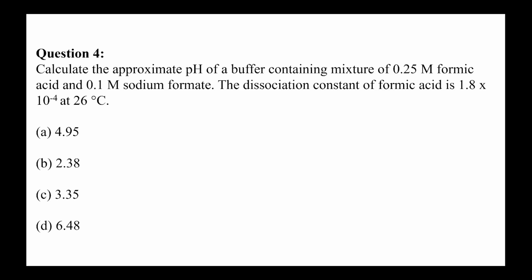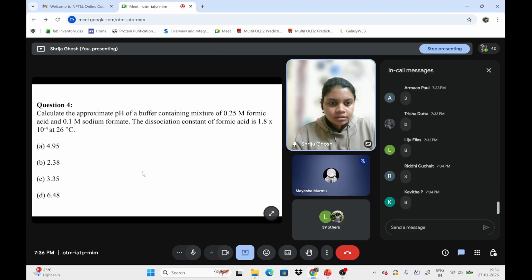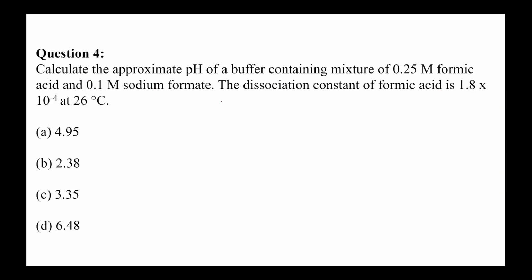Okay. Moving to the next question: calculate the approximate pH of a buffer containing a mixture of 0.25 molar formic acid and 0.1 molar sodium formate. The dissociation constant of formic acid is 1.8 × 10^-4 at 26 degrees Celsius. So we have the dissociation constant given in this question. I told you, dissociation constant of formic acid means Ka for formic acid is given as 1.8 × 10^-4.